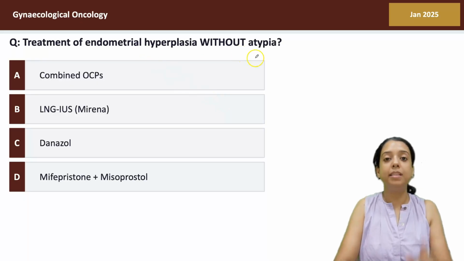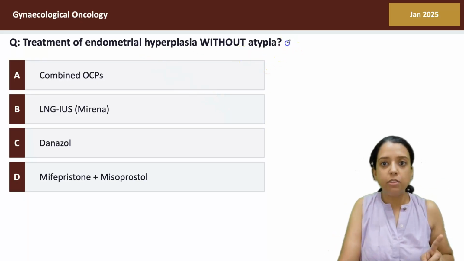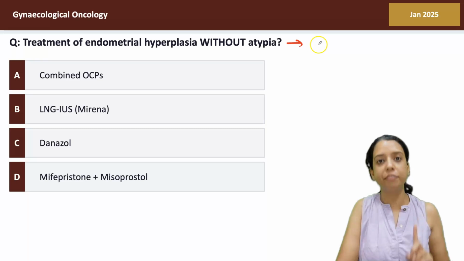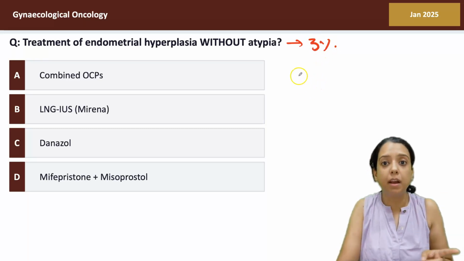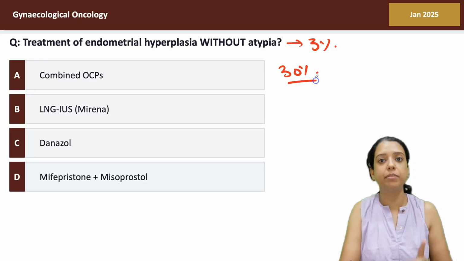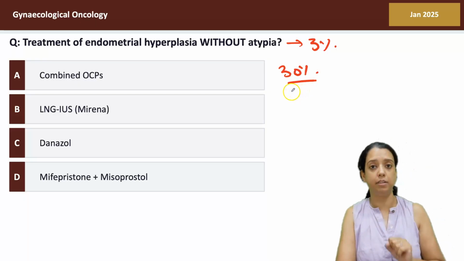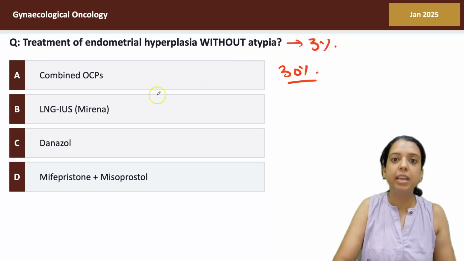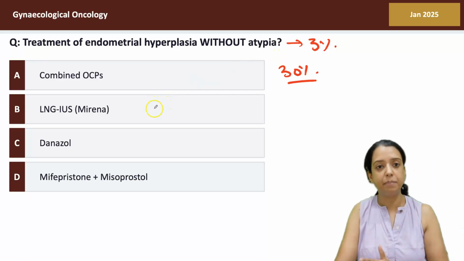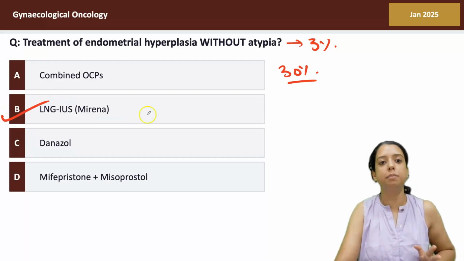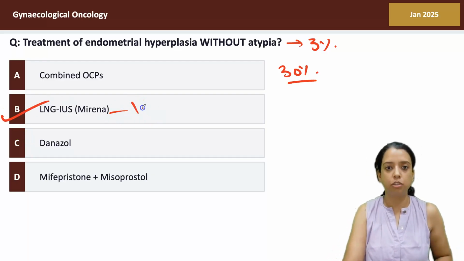Treatment of endometrial hyperplasia without atypia. If there is no atypia, the risk of cancer is 3%. If there is atypia, the risk of cancer is 30%. So treatment is different. No atypia, give her progesterones. That will reduce the hyperplasia. Give her progesterone, best is Mirena first.